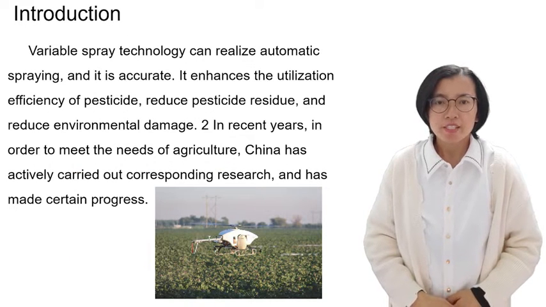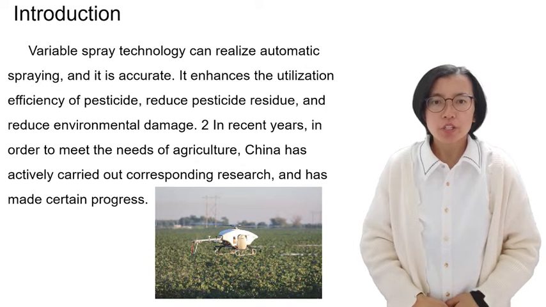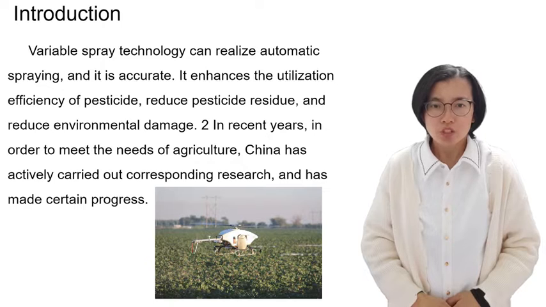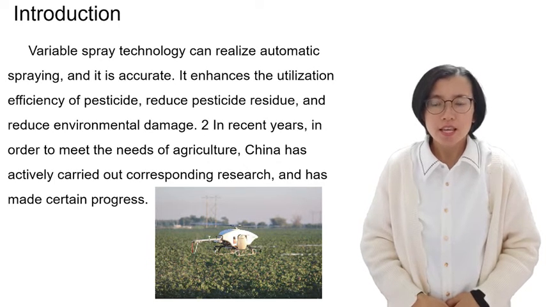Variable spray technology can realize automatic spraying, and it is accurate. It enhances the utilization efficiency of pesticide, reduces pesticide residue, and reduces environmental damage. In recent years, in order to meet the needs of agriculture, China has actively carried out corresponding research and has made certain progress.